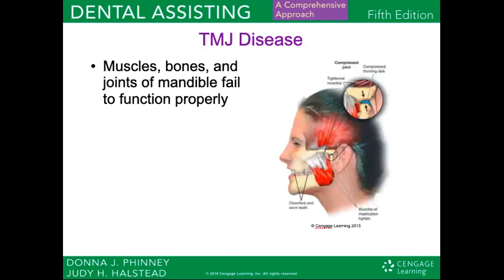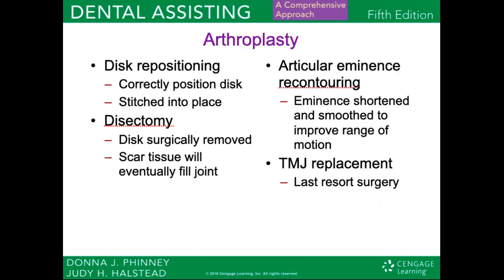I'm going to show you this picture again. That disc that I was talking about sometimes becomes misaligned or ends up not in the correct place to provide the most cushion. With disc repositioning, the disc is repositioned so that it's in the correct place and then stitched into place. With a discectomy, the disc is surgically removed, and the hope is that scar tissue will eventually fill the joint and cushion it. An articular eminence recontouring is when the eminence is shortened and smoothed to improve the range of motion. And TMJ replacement is the last resort surgery.